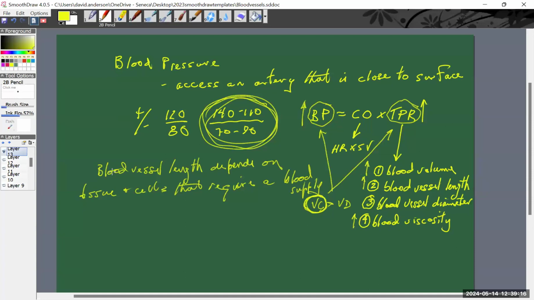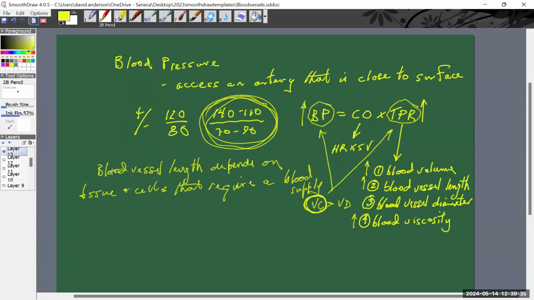So the reverse of that, think about blood volume. If you have a serious wound that results in blood loss, that means blood volume's going down. What's going to happen to blood pressure? Low. Pardon me? Blood pressure will be low. Yeah, it's going to go down.